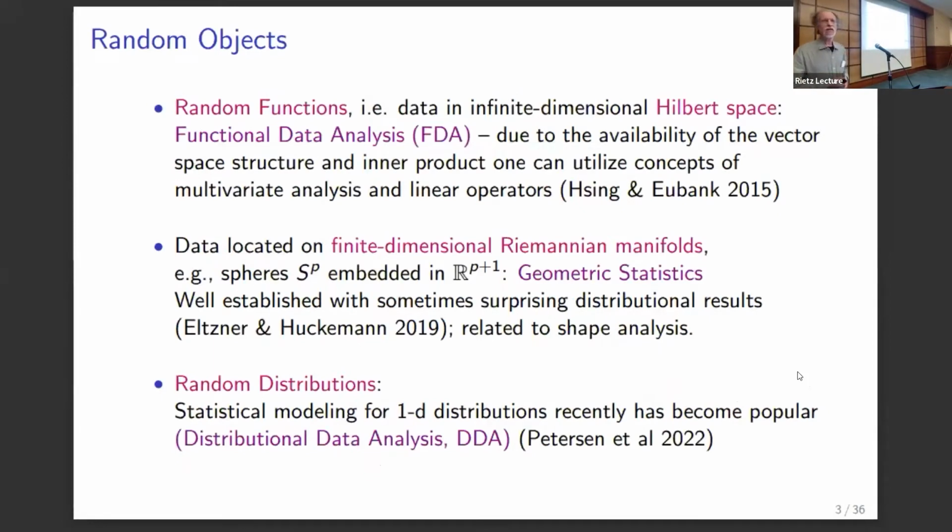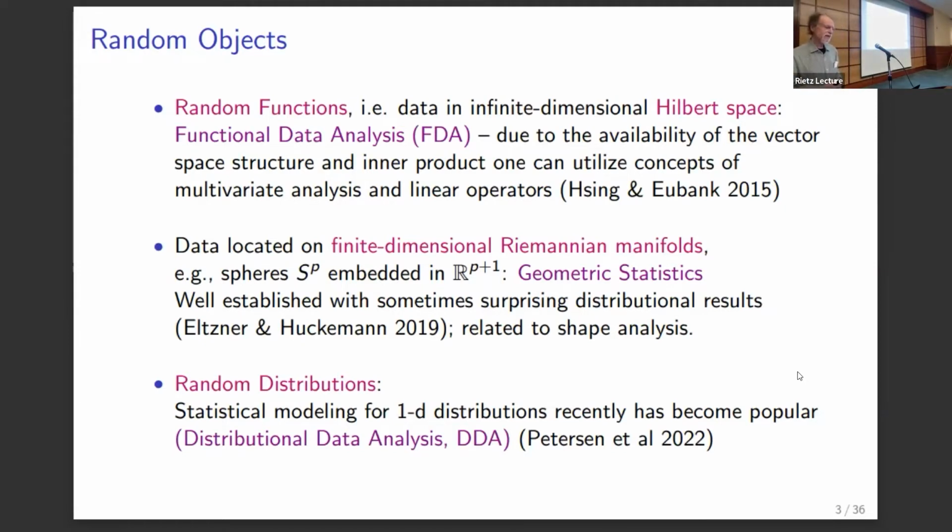Okay, so what are random objects? Well, there is the classical case of random functions, which are usually considered infinite dimensional data in Hilbert space. And that constitutes a field of functional data analysis, which has been very well developed and is facilitated by the fact that we have a vector space structure and we even have an inner product, so we can define projections, which is not the case, of course, in geometric spaces. Singh and Eubank have a very good summary of the analysis and linear operator tools that you can apply for the case of functional data.